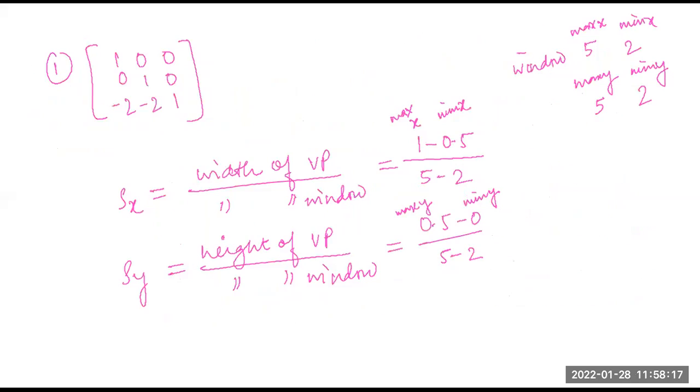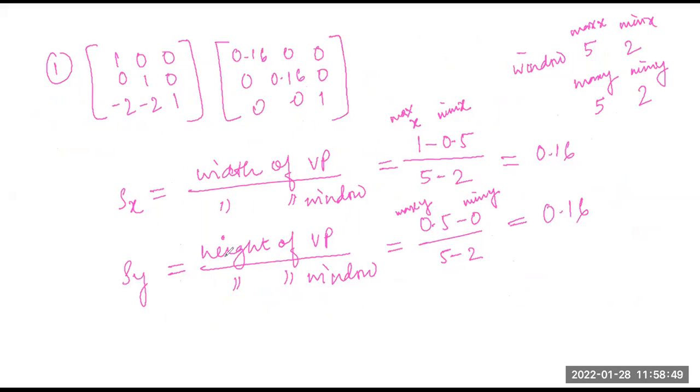So whatever it is provided to you, accordingly you need to find out the value of sx and sy. So this will become 0.5/3. So suppose 0.16, this will also become 0.5/3, means 0.16. So once I have the sx 0.16 and sy 0.16, then I will put it here. Fine. This was my scaling matrix. I have first written the translation matrix, then I have written the scaling matrix.